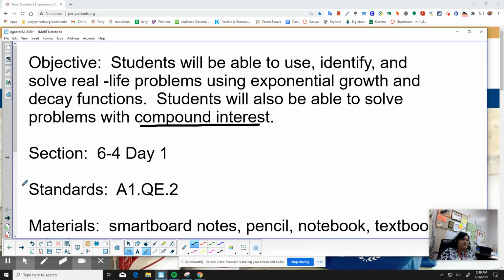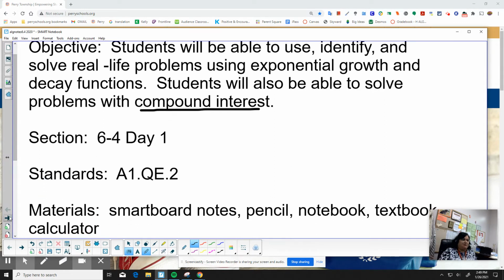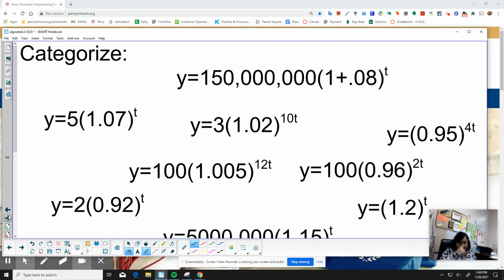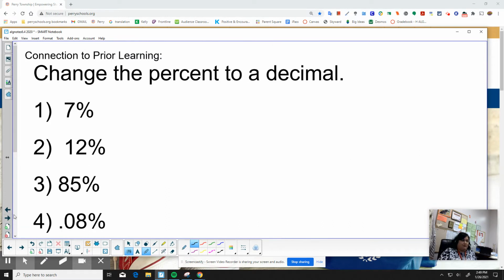So here we go. We're going to talk about tables today, and we're also going to talk about exponential growth and decay. All right, so a quick little review from middle school. To change a percent to a decimal, you may either move the decimal 2 places forward, or you can take your 7 and divide it by 100, and that will give you the same 0.07.